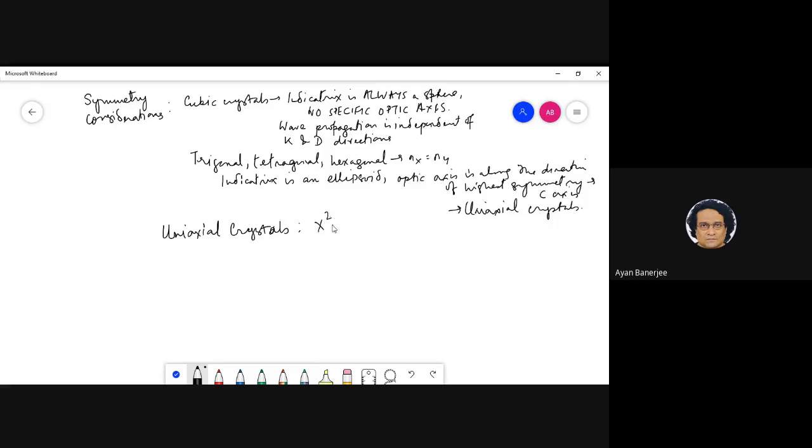So basically my equation of the indicatrix becomes simplified to something like this, and I'm sure you know what NO and NE mean. These are nothing but the ordinary and the extraordinary axes. Let us just draw these, show you what these are. Just give me a second.